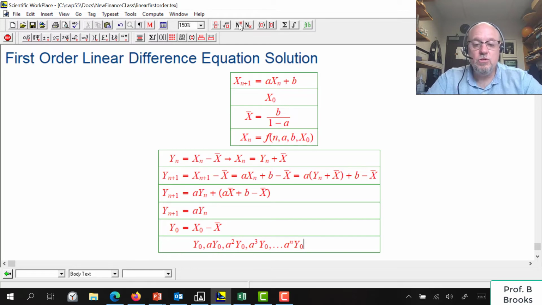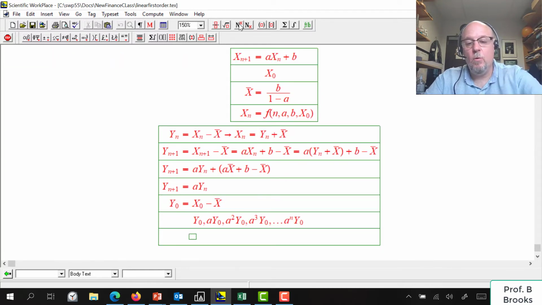So I have a solution then. Y sub n, or in the y's anyway, y sub n is just equal to a to the n times y naught. There's my solution for the y in terms of the y. If I want to know what the 50th y term is, I can get it without getting all the other y values. Just a to the power of 50 times the initial y naught.